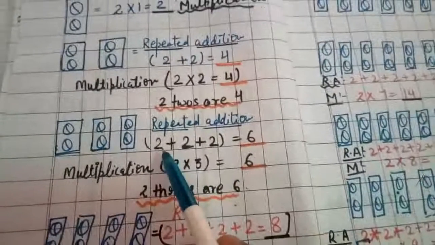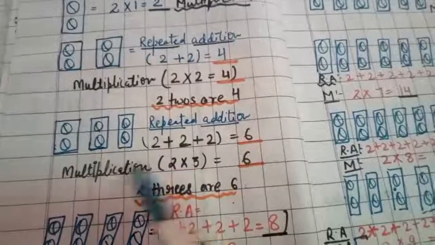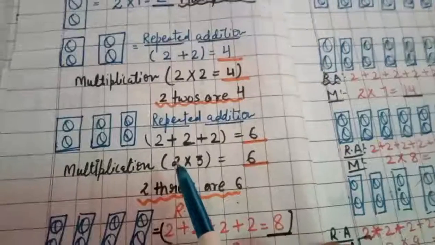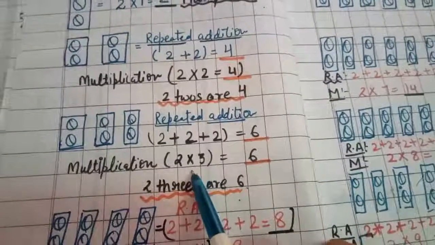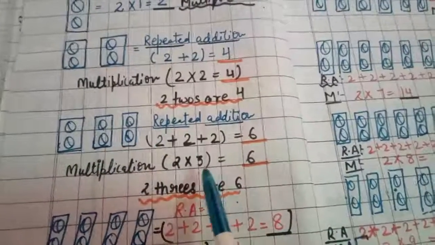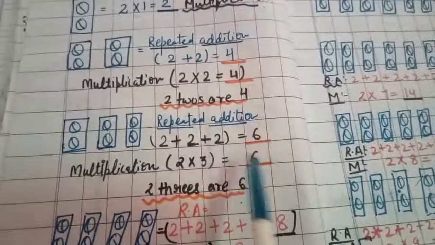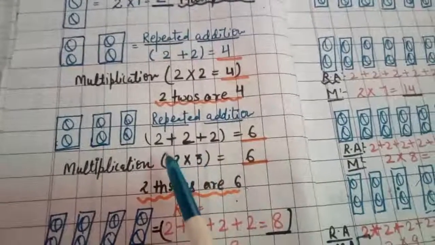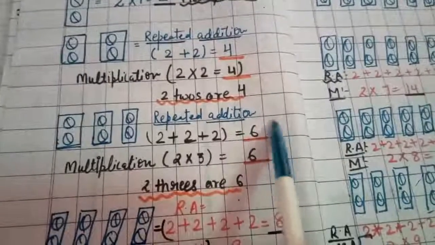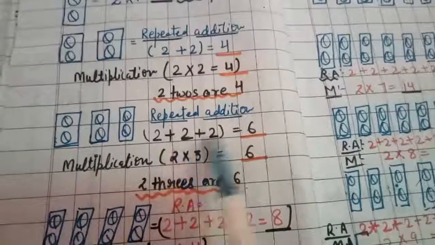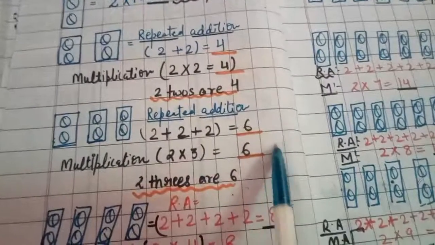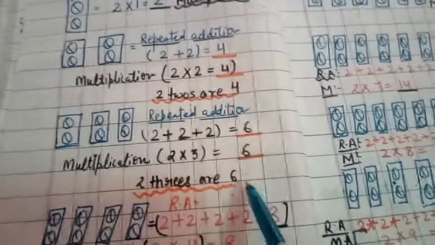So how do we do that? As we are doing the table of 2, and in each group we have the same 2 balls, we write the 2 here, then we put the symbol of multiplication here. And how many groups are here? 1, 2, 3. So we put here equal. The same number comes here that we got in the addition, after adding all the 2s. So 2 threes are 6.